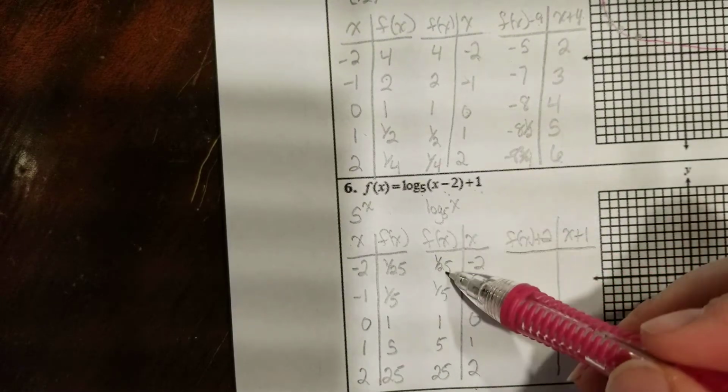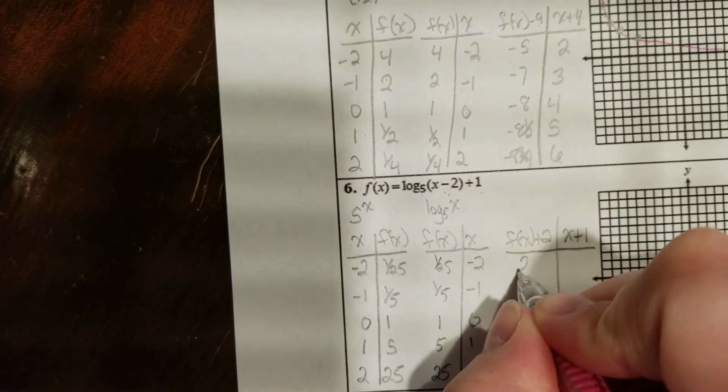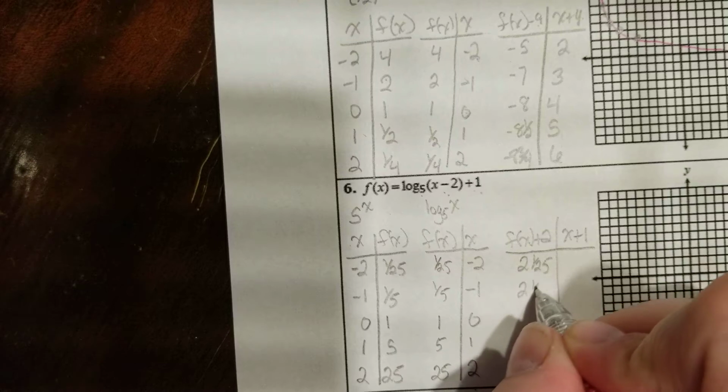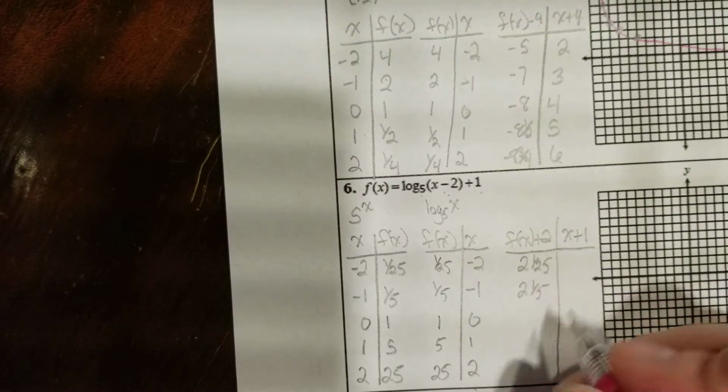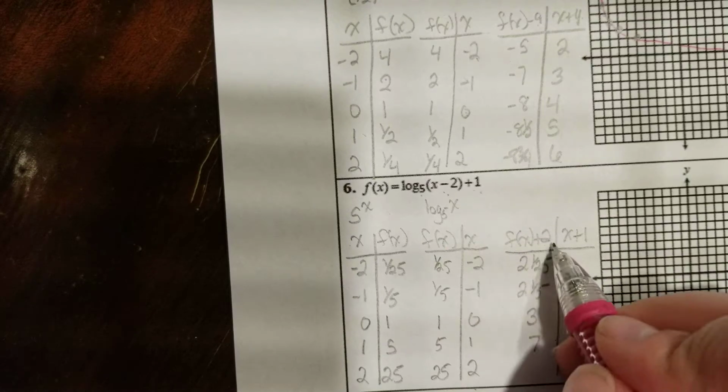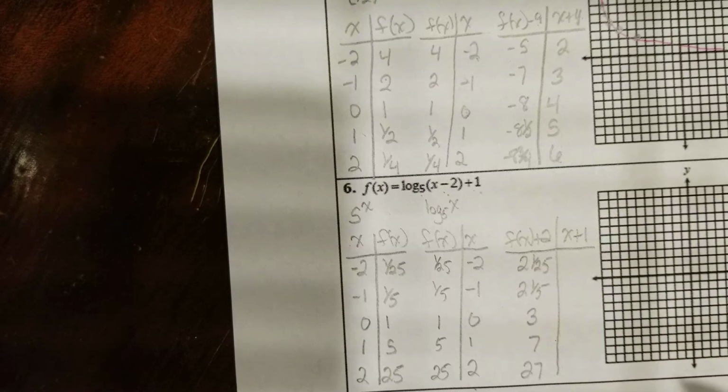Right, so 1/25 plus 2 is 2 and 1/25. 1/5 plus 2, we have 2 and 1/5. 1 plus 2 is 3. 5 plus 2 is 7. 25 plus 2 is 27.